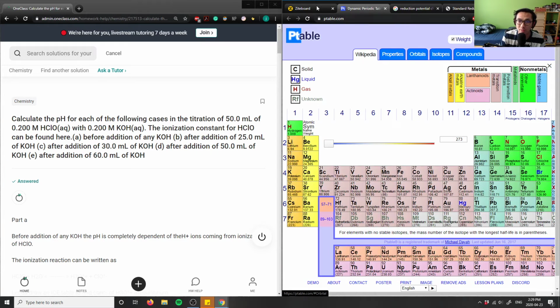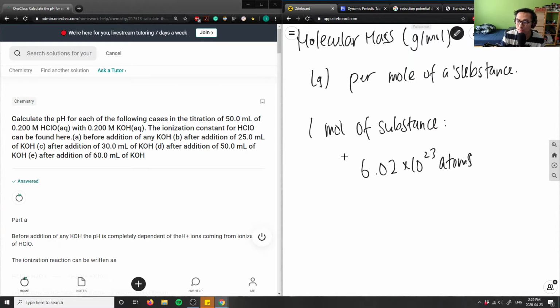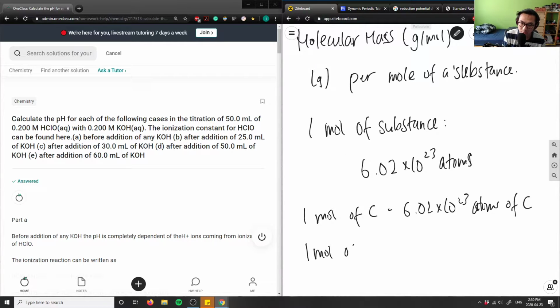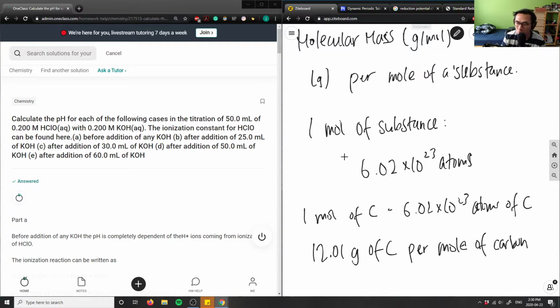So again, 12.011 would then equal, so if 1 mole of carbon atoms is equal to 6.02 times 10 to the 23 atoms of carbon, 1 mole of carbon will weigh 12.01 grams of carbon per mole of carbon. So that's kind of this topic of molar mass in like 2 seconds here.